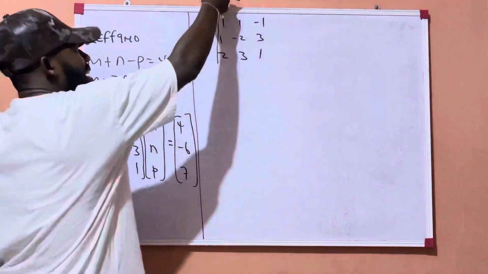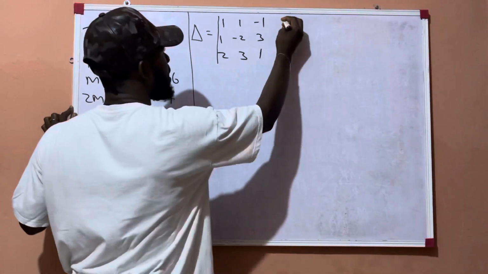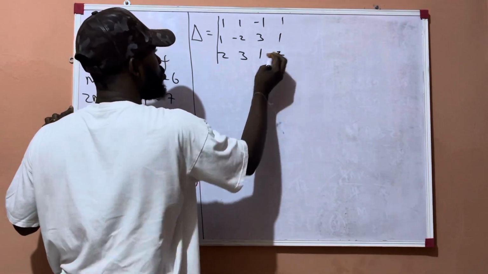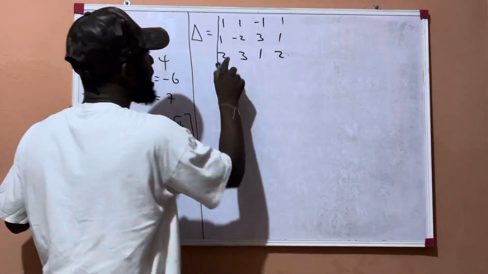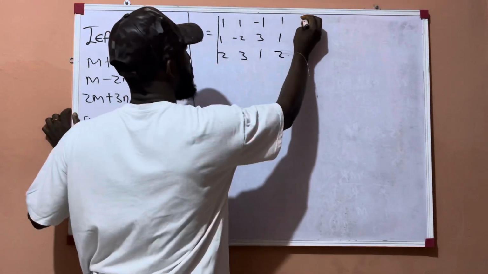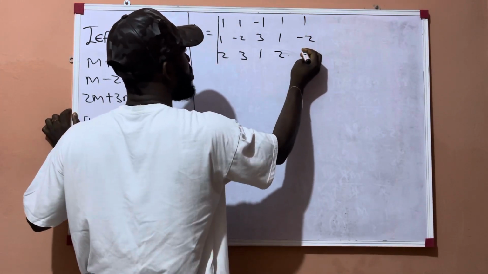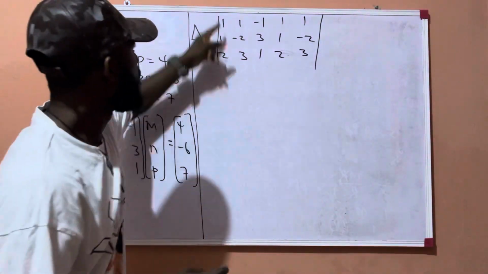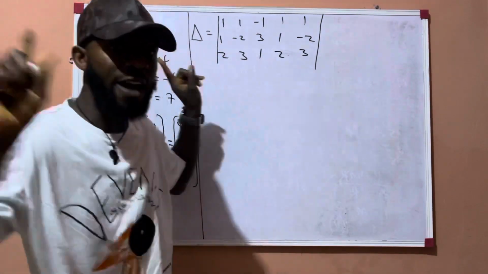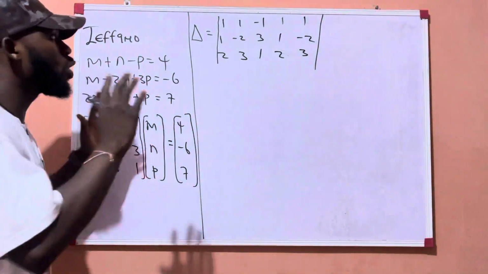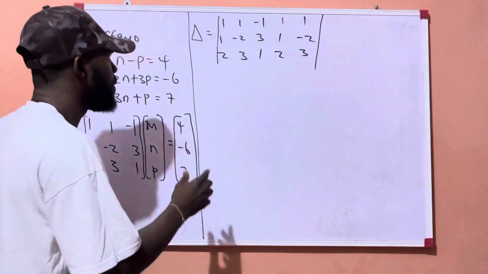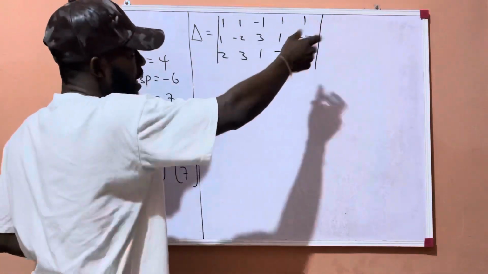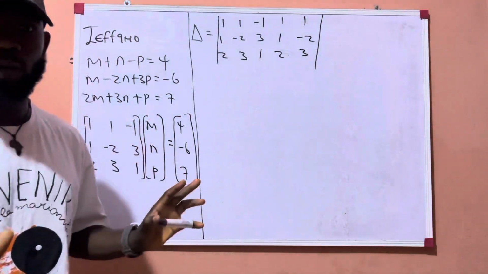The first column, which is 1, 1, 2, I will repeat again: 1, 1, 2. Now my second column, I repeat again: 1, minus 2, and 3. Then you close. Now you will notice that I now have 5 columns. Please, when you are repeating the elements, you only repeat the first and the second columns and not the third. Don't repeat the third.